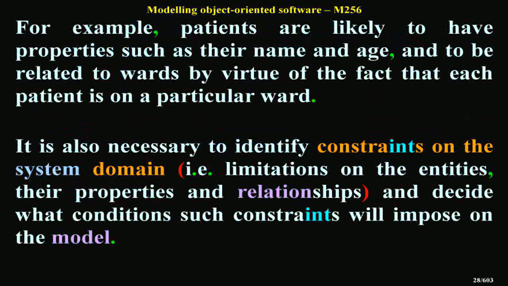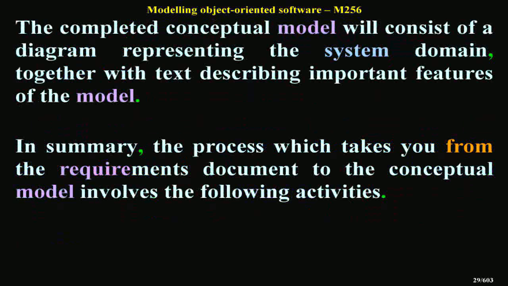It is also necessary to identify constraints on the system domain, i.e. limitations on the entities, their properties and relationships, and decide what conditions such constraints will impose on the model. The completed conceptual model will consist of a diagram representing the system domain, together with text describing important features of the model.